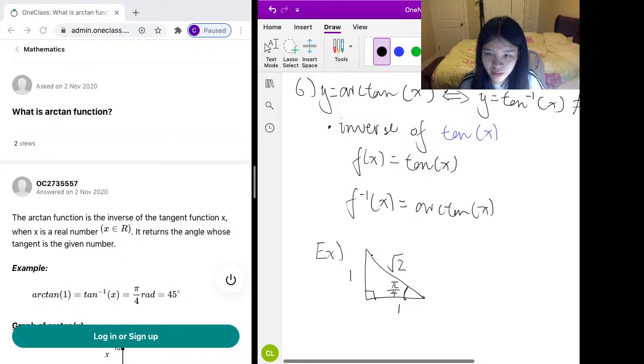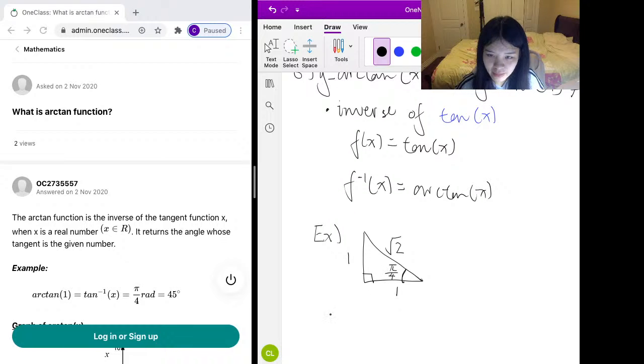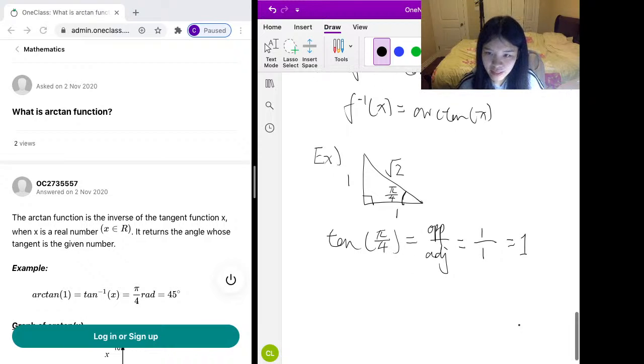For a tangent, we know that the tangent of pi over 4 is equal to opposite over adjacent. The opposite side of this angle is 1, and the adjacent side of this angle is also 1, so it equals 1. So we know that tan of pi over 4 is equal to 1.